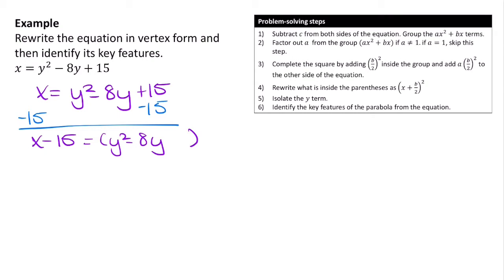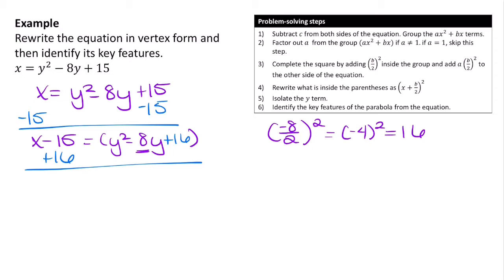So now what we can do is take this value of b, which is negative 8, divide it by 2, and then square it. So that's going to give us negative 4 squared, which is equal to 16. So now I can go ahead and add 16 to both sides of this equation. And when I do that, I get x minus 15 plus 16, which is x plus 1. So I have x plus 1 equals, now this is going to be y minus b over 2, so that's y minus 4, and that's squared.